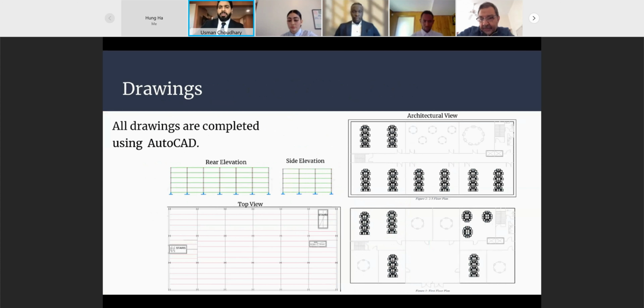Here we have a few different structural views of the building, showcasing the steel members used on the building. All drawings are completed using AutoCAD.